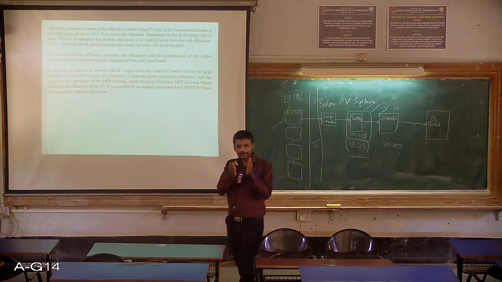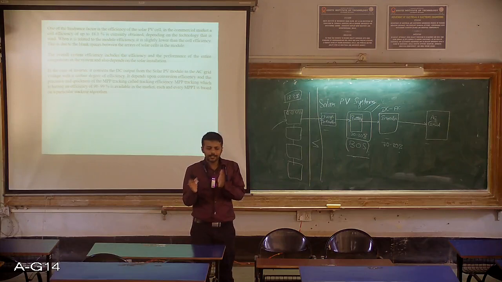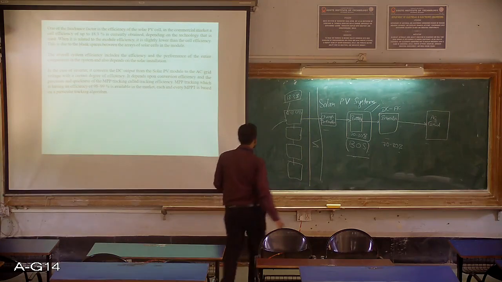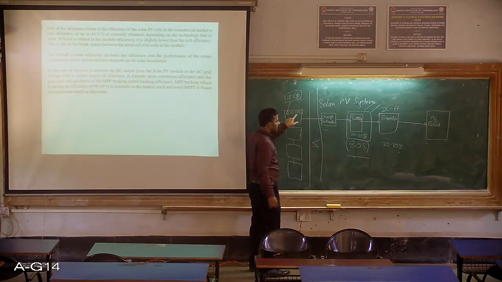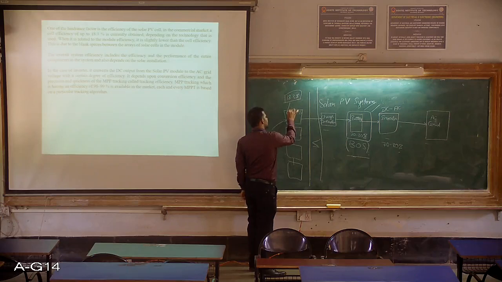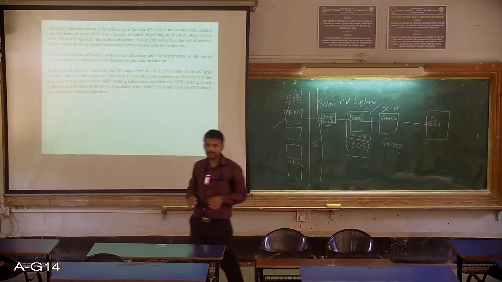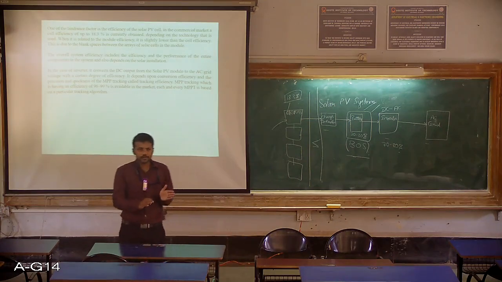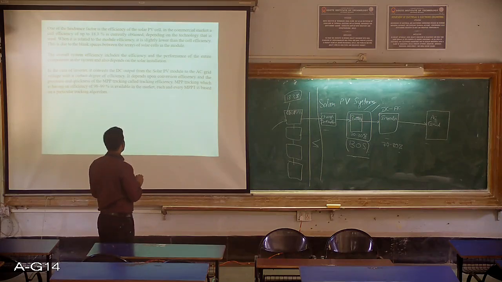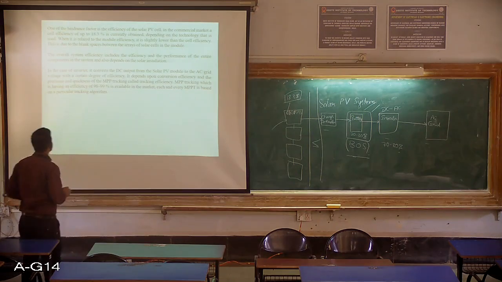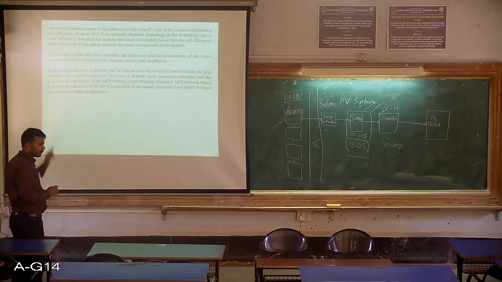So cells have 18.3% efficiency, but the solar module will have lesser efficiency, because each cell may have a different efficiency, and there will be small spacing between the cells as we are connecting those cells in series. So all this accounts for the overall solar module or array efficiency being lesser than that. So that is what is mentioned there.